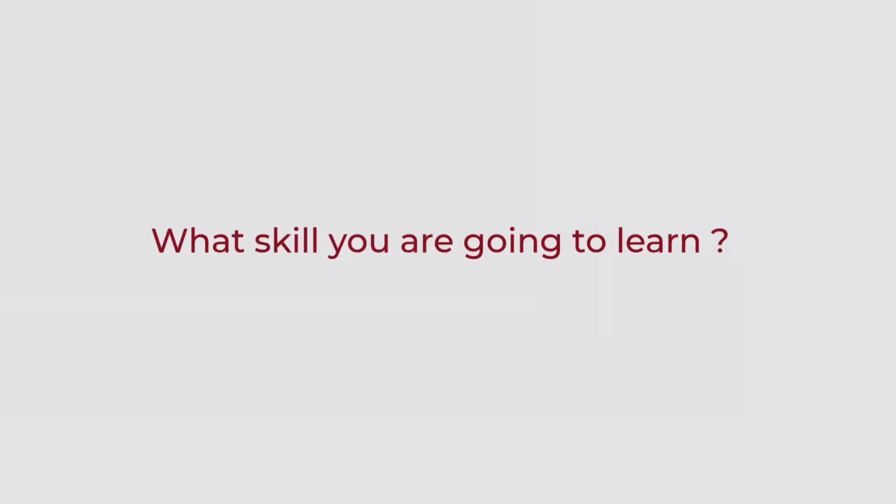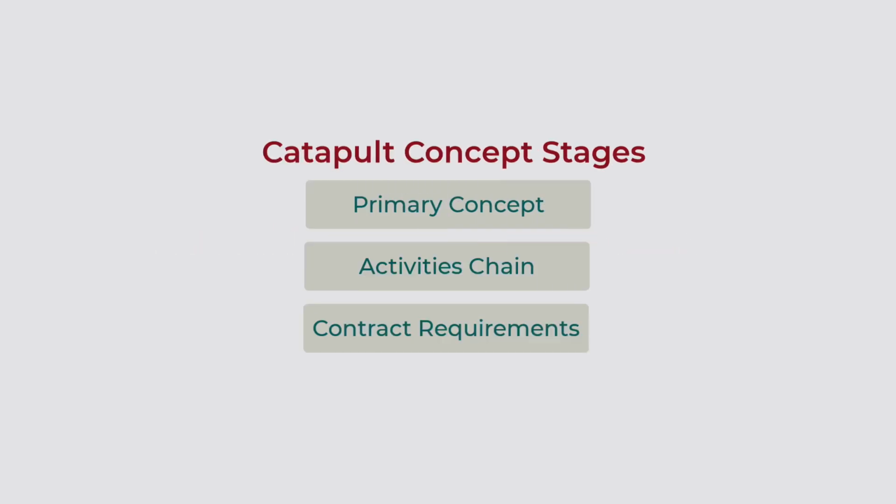Now you know what we are going to build. The next question is, what are you going to learn? At first, you will learn to represent the concept of the catapult into 3 different stages. These are known as primary concept, activities chain, and contract requirement. You will start building the concept from a generic one and progress into a more specific concept.